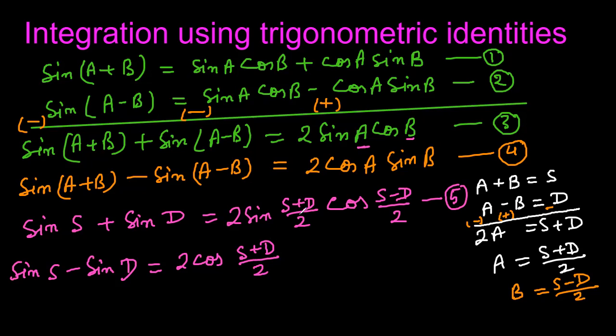Easy to remember, S plus D by 2, and then sine of S minus D by 2. So I strongly recommend you to just take the first formula and out of this derive these 6 formulae.